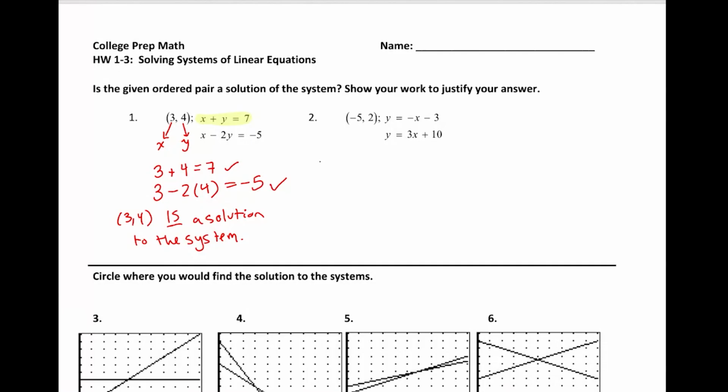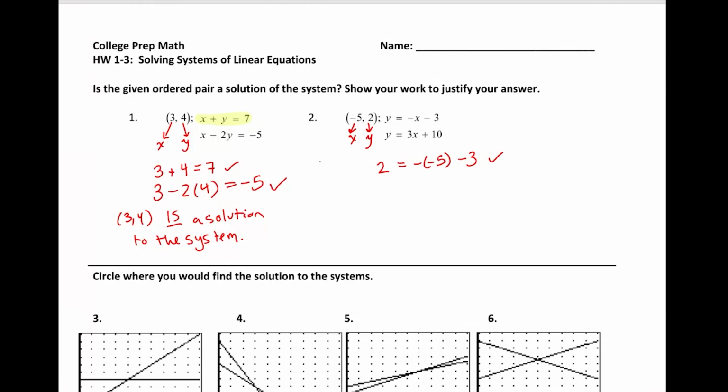Number 2, we're going to be testing (negative 5, 2). So just like with the first one, we're going to substitute in negative 5 into x and 2 into y. The first number is always x and the second one's always y. So that first equation, 2 equals negative 5, which is actually just positive 5, minus 3. And sure enough, 5 minus 3 is 2. So it satisfies the first equation.